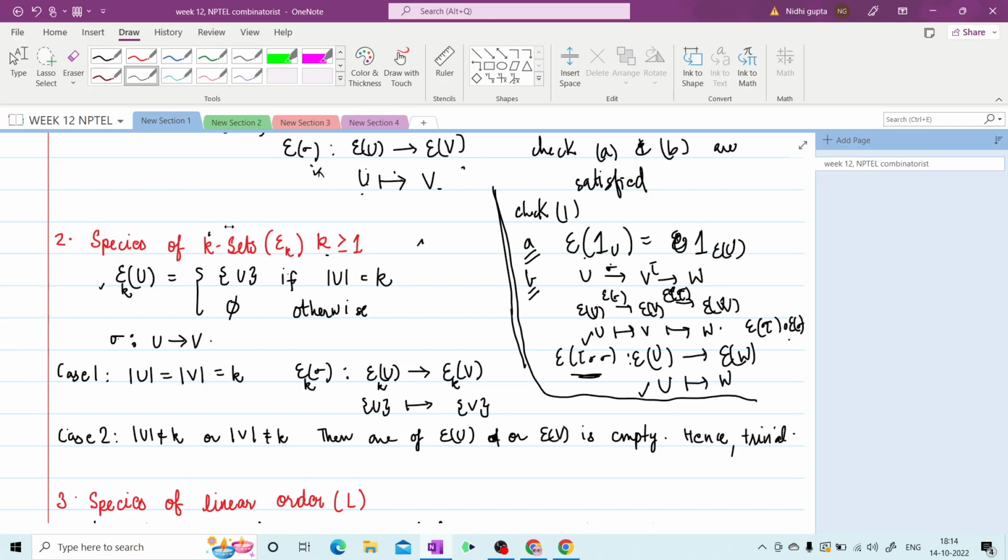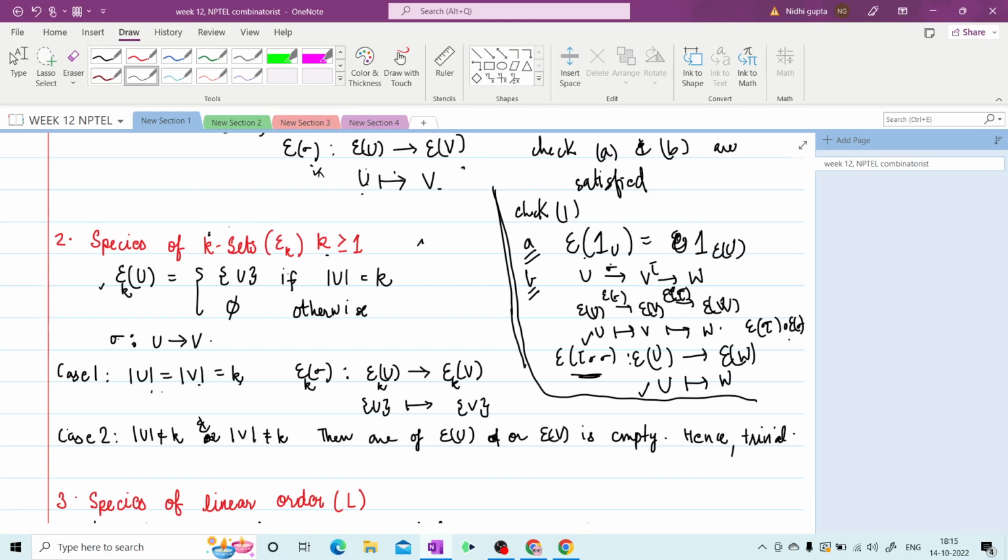Now we look at the transport functions. The epsilon sigmas are also called the transport functions. So in this case, what will be the transport function? For defining transport functions, first we have a bijection between u and v. So we have two cases. The first case is the order of u equal to the order of v equal to k.